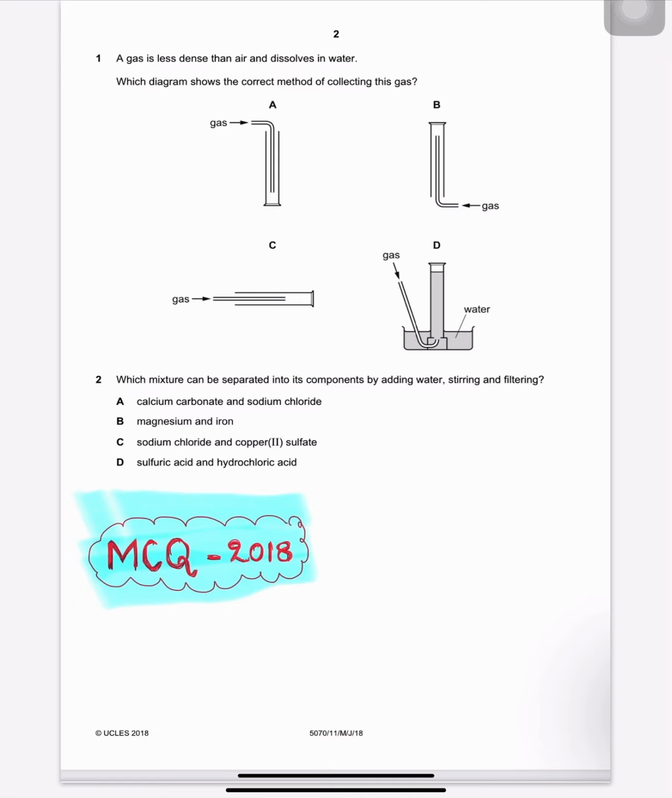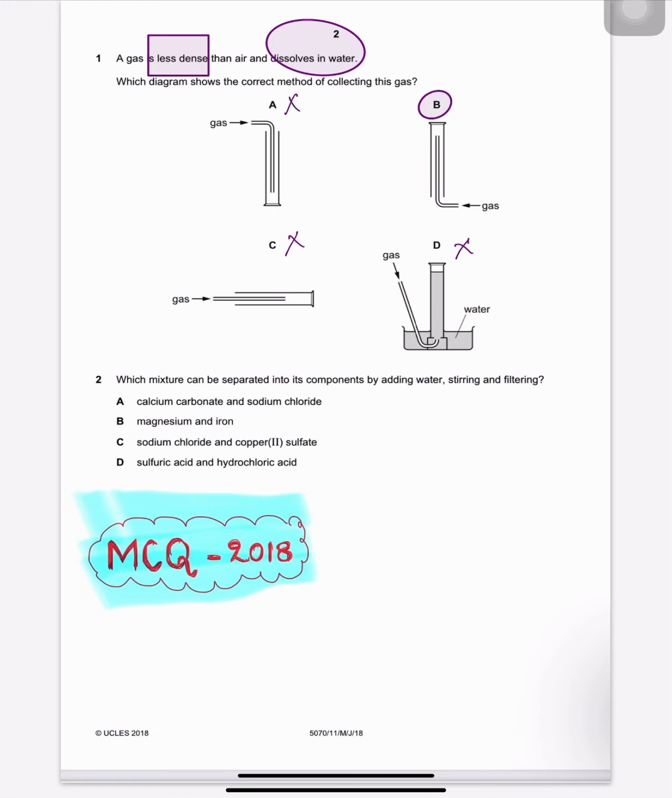As it is less dense, guys, it is written less dense. Whereas it is written very clearly that it is soluble in water, so it cannot be collected through water. Okay, so this is the wrong option. This method cannot be used because it is less dense, so it will come out of it. It cannot go down because it is less dense, so B is the right option for this.